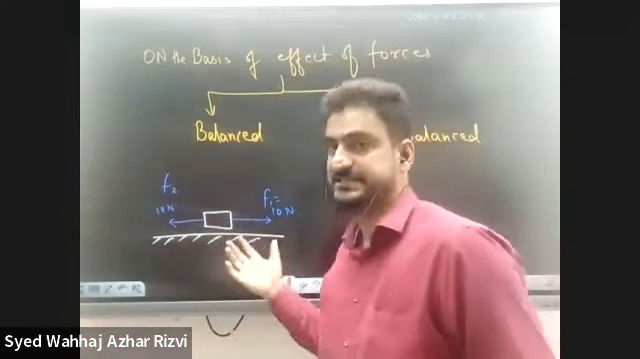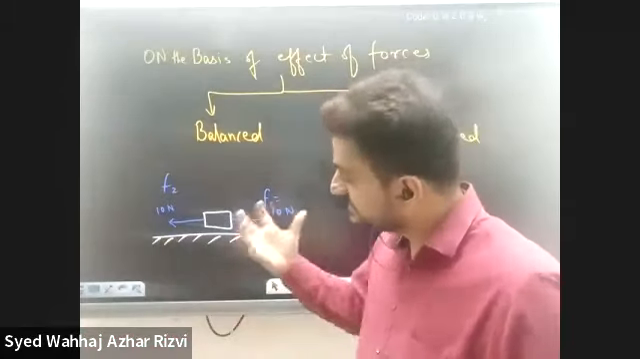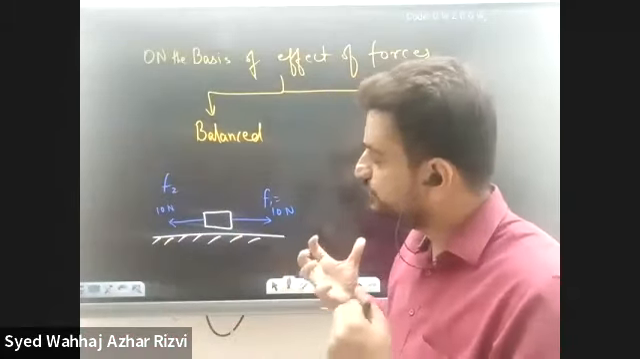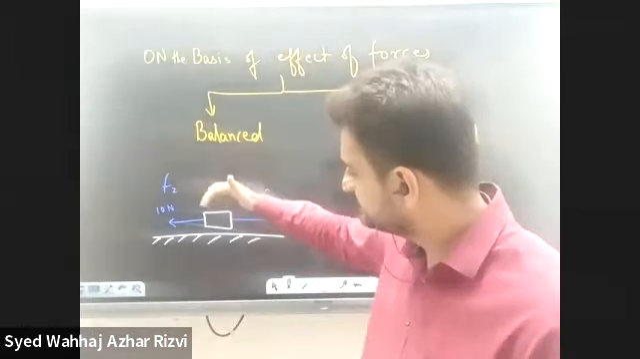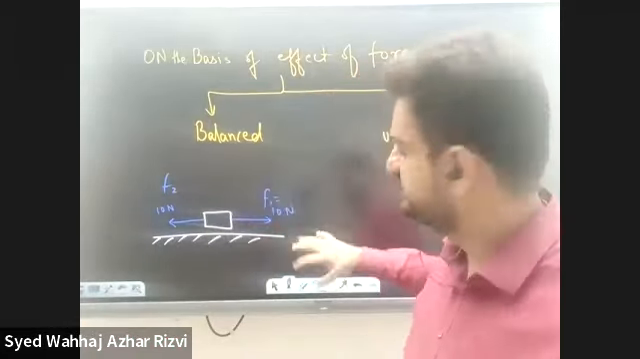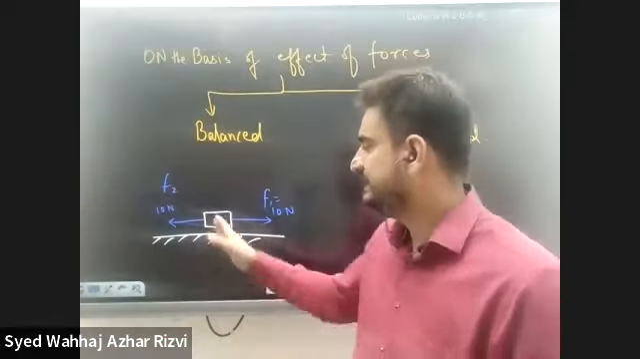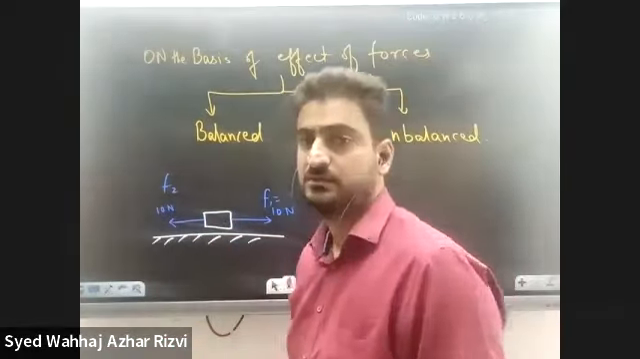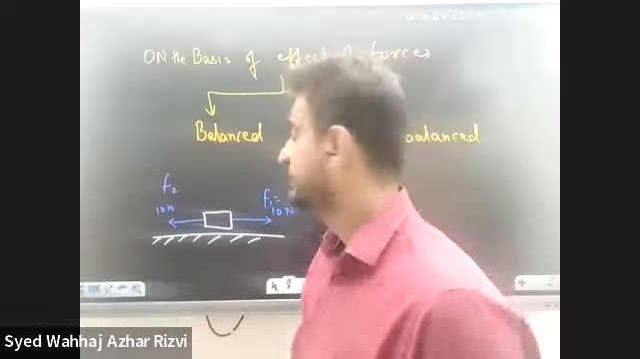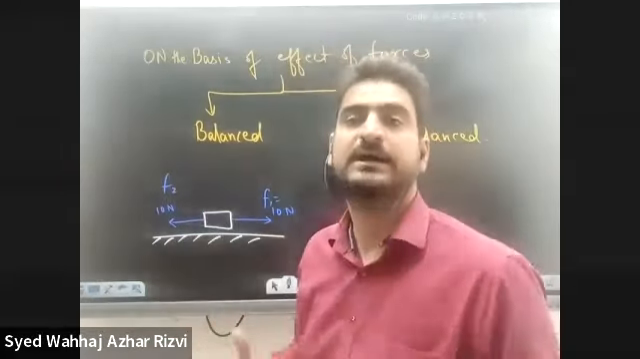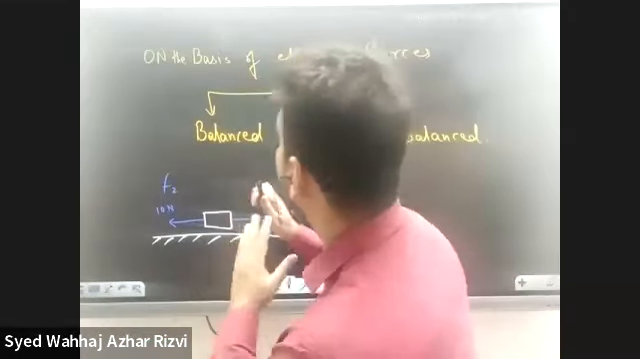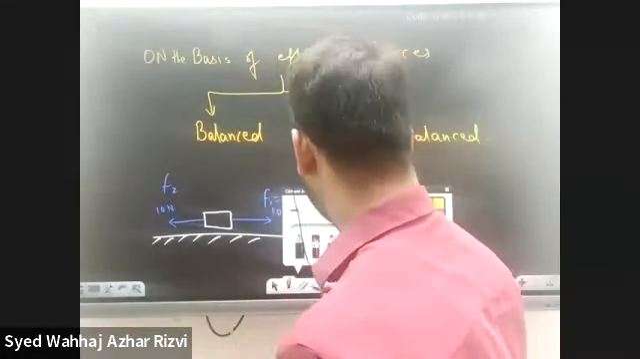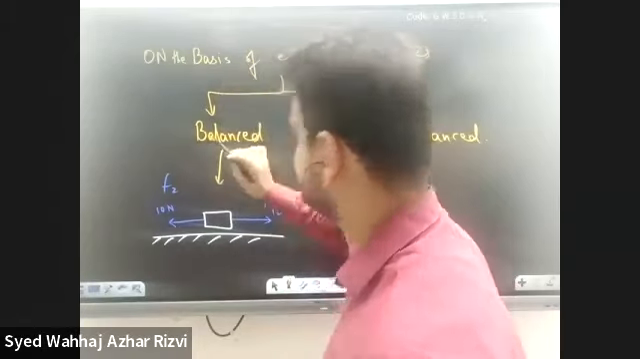They are going to cancel each other. The net resultant of these two forces would be zero. Somebody is asking this block to come rightwards with 10 Newton force and leftwards with 10 Newton force. Both are equal and opposite to each other. Add it up and we get a net force equal to zero. So this type of force is called a balanced force.